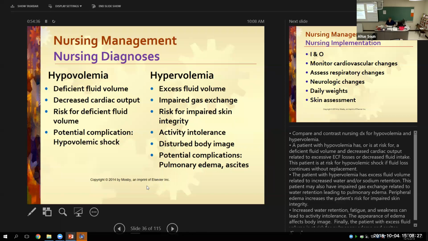A risk for impaired skin integrity could be because of the edema that may be caused by the hypervolemia. Activity intolerance: again, if there's extra fluid on board and you're not able to oxygenate as well because of it, you could have activity intolerance, okay? Disturbed body image, if maybe you have lots of extra edema, that could be an issue. So pulmonary edema and ascites could be complications of hypervolemia.